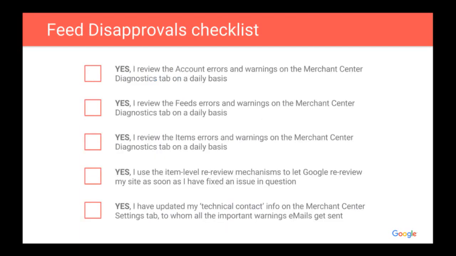All right, so essentially the disapprovals checklist is look at your account errors, look at your feed errors, and look at your item errors on a daily basis. And then if there's something that you believe was inadvertently flagged incorrectly, please flag that back to us so that more of your inventory can go live.